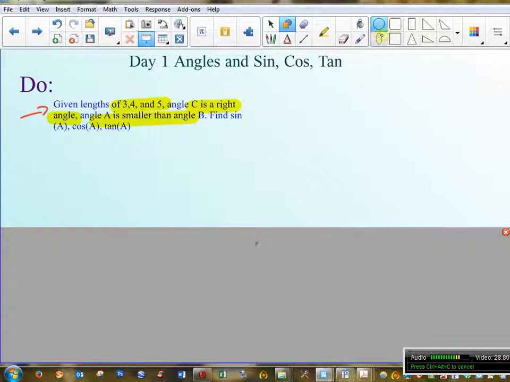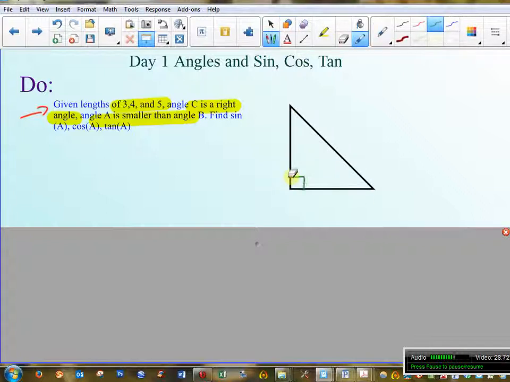Well, we'll begin by drawing a rough sketch of a right triangle. Mark off your right angle on the right triangle, and it says that the angle C is the right angle, so we'll label that there. We have lengths of 3, 4, and 5. Hypotenuse has to be 5, it's the longest side. And then it says that angle A is smaller than angle B. Well, that must mean that we have to put the 3 opposite angle A because it's the smaller of the two sides. Leaves a 4 for here.